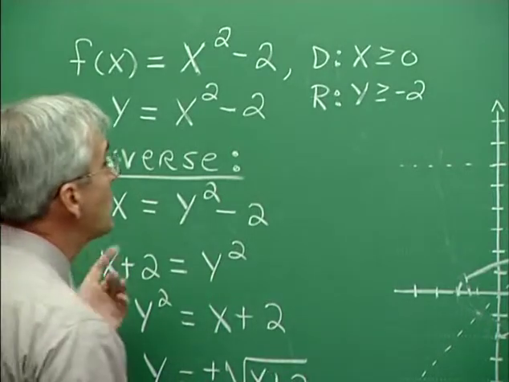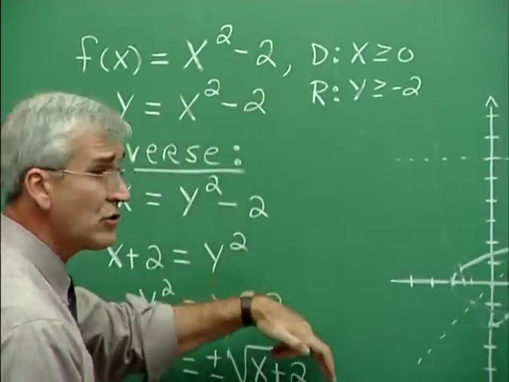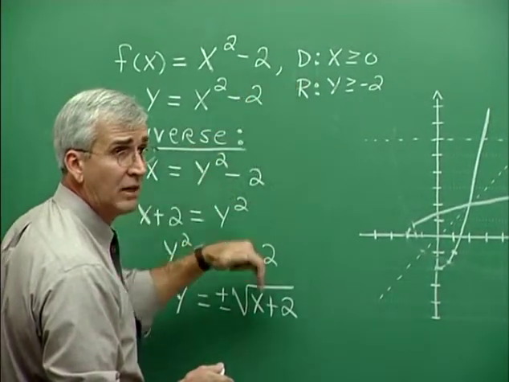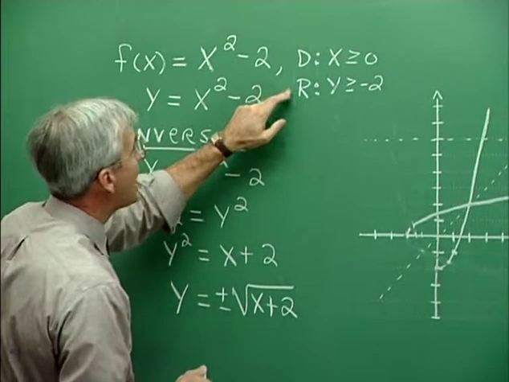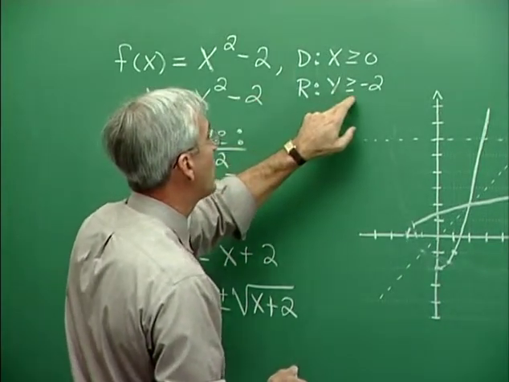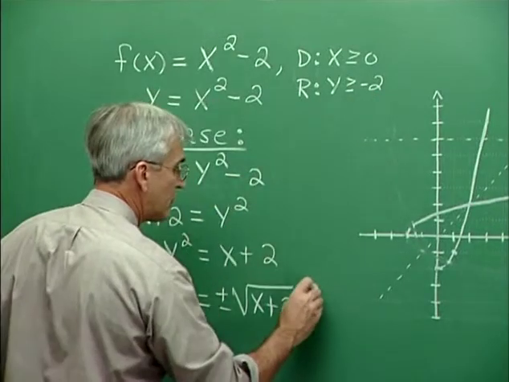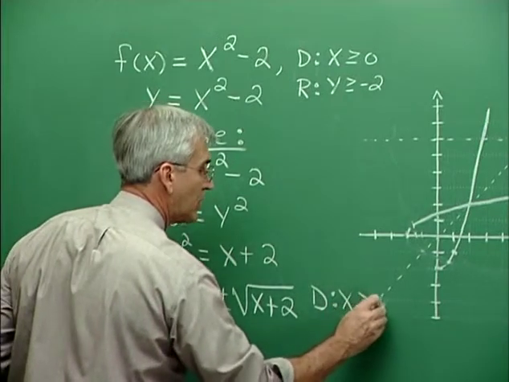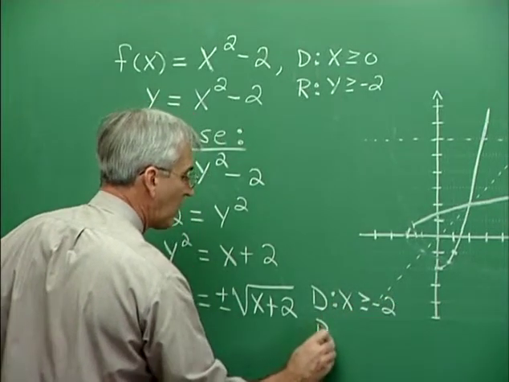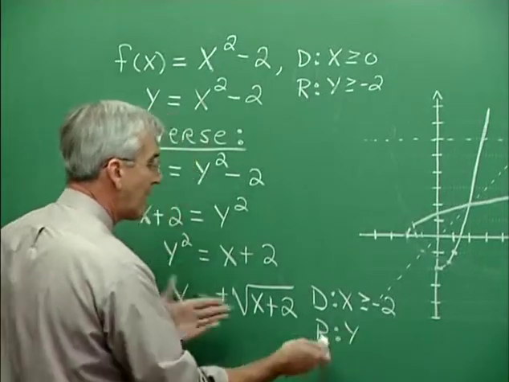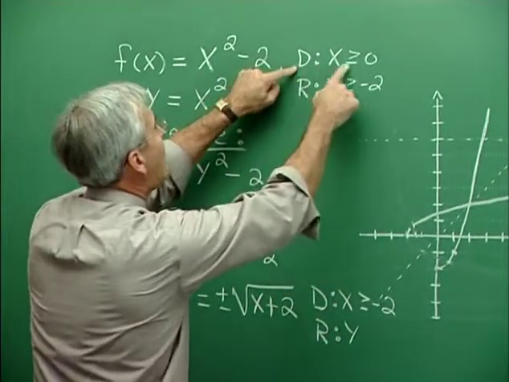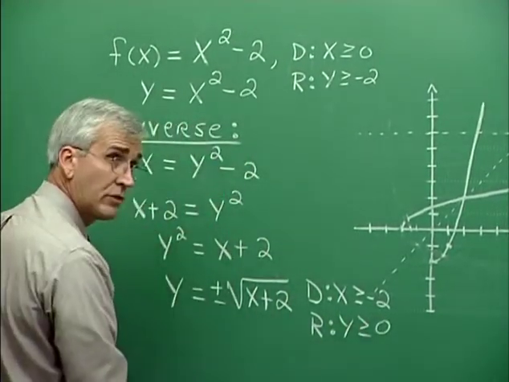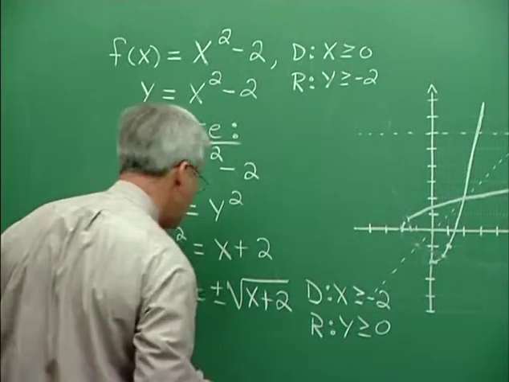Now, we just talked about the notion that the domain of the function becomes the range of the inverse, and the range of the function becomes the domain of the inverse. The range of the function is y values greater than or equal to -2. So that means that the domain down here will need to be x values that are greater than or equal to -2. And the range down here will be y values that are, well, let's see, the domain x is greater than or equal to 0, so y would be greater than or equal to 0 down here for the inverse.